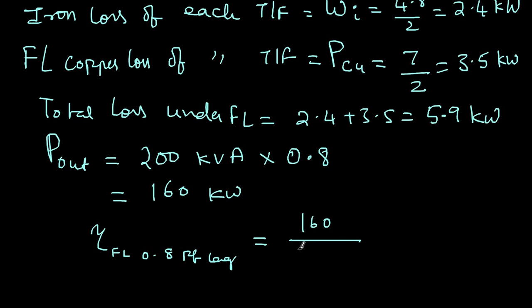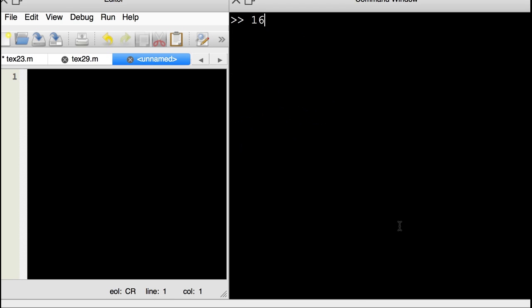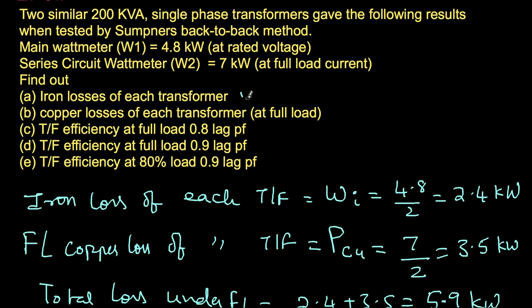So it will be 160 divided by 160 plus 5.9, which is equal to, let me use my calculator. 160 divided by 160 plus 5.9. So I'm getting 96.44%. So this is the efficiency of the transformer. Thus I have solved the A part, B part, and C part.